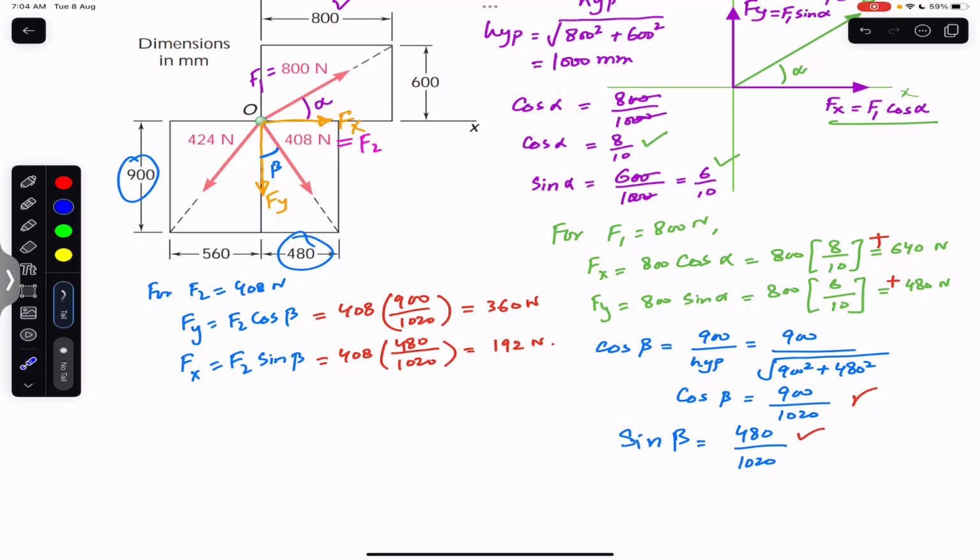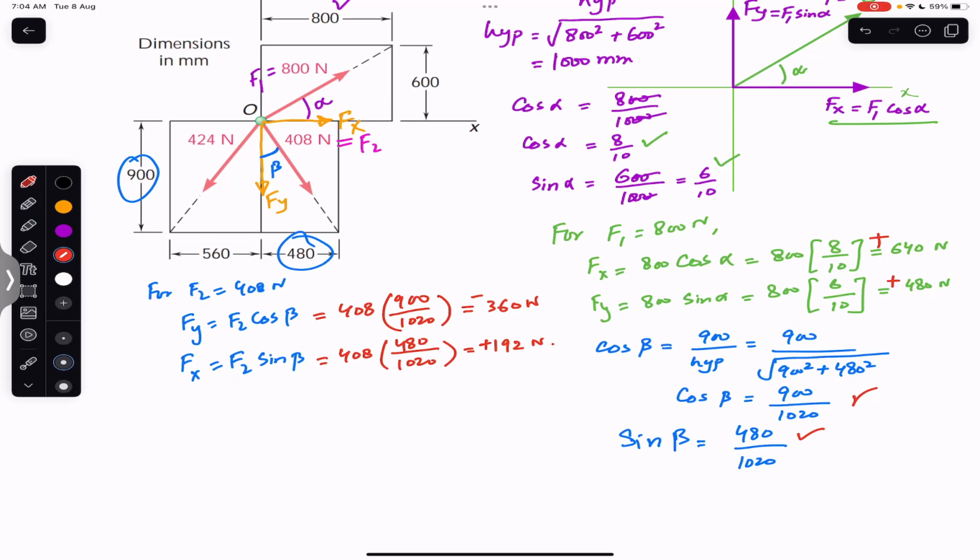Similarly, we are given this 424 Newton force. And again, we are given these dimensions. Before going to find the f of x and f of y components, first let's represent the direction of this f of x and f of y. So f of x is acting in the positive x, so this will be positive, and f of y of this f2 is acting in the downward direction, so this is negative. So this is negative and this is positive.